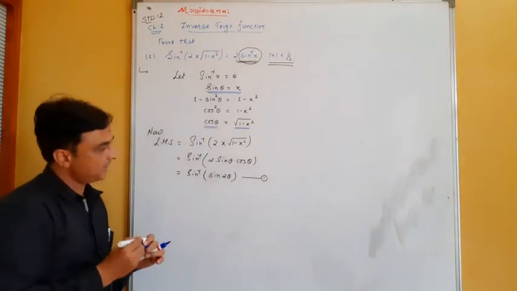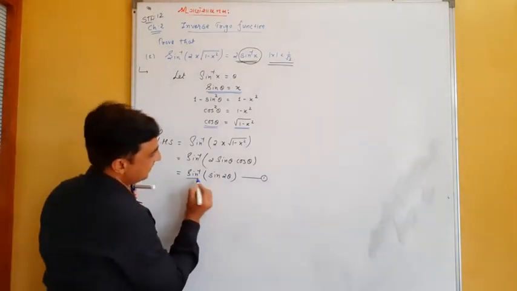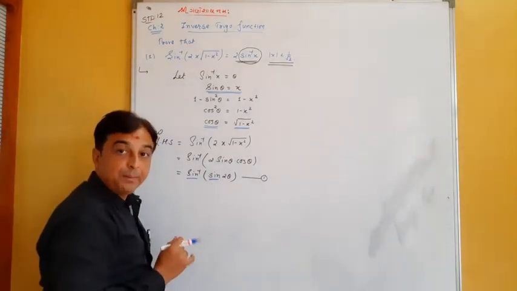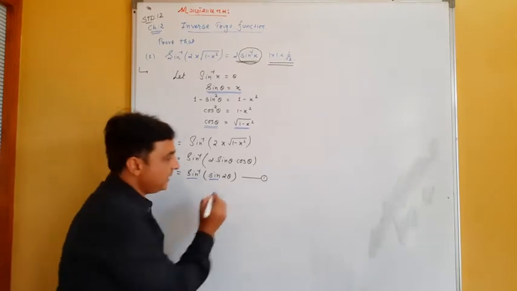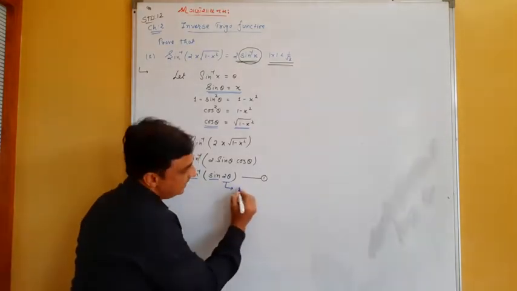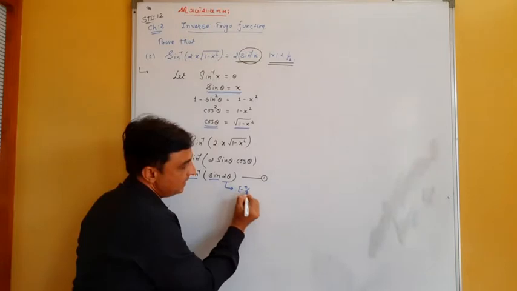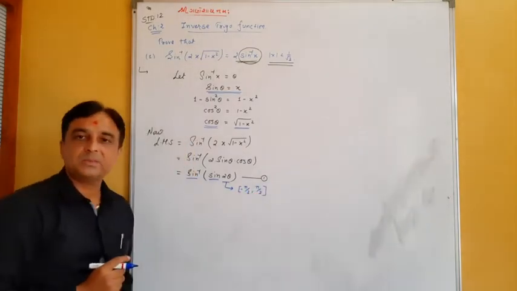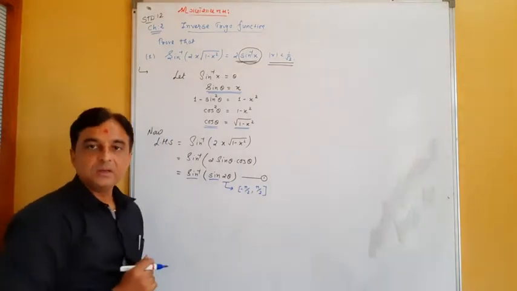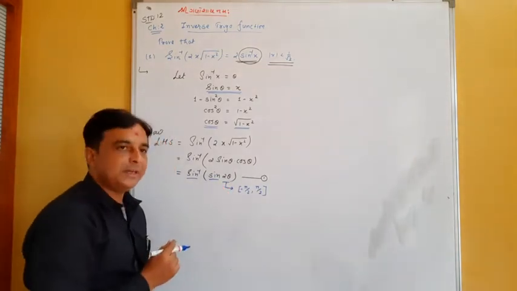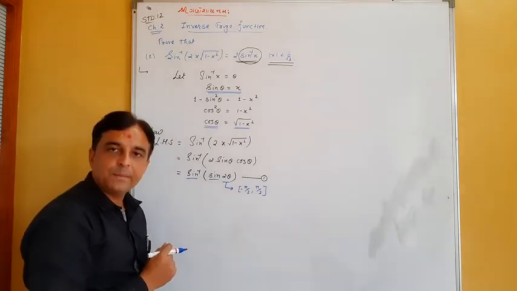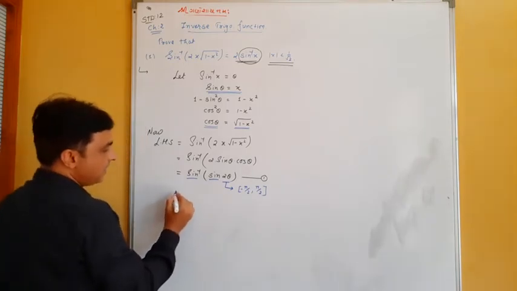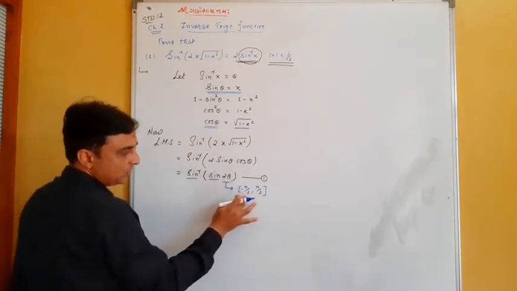Now we know that sine inverse and sine will cancel, and the answer will be 2 theta. But what is the condition? For that, theta must be in the range of sine inverse, that means minus pi by 2 to plus pi by 2. So we have to prove that 2 theta lies between minus pi by 2 and plus pi by 2. Then we can cancel it.